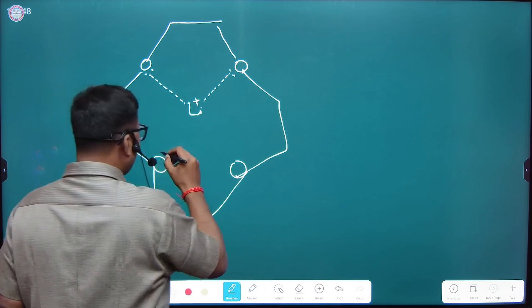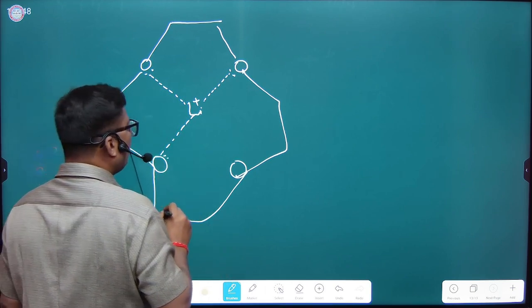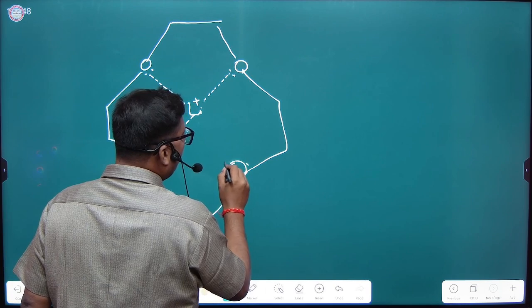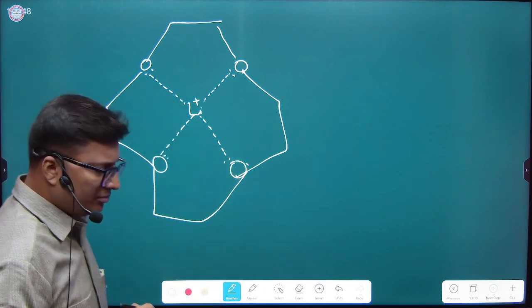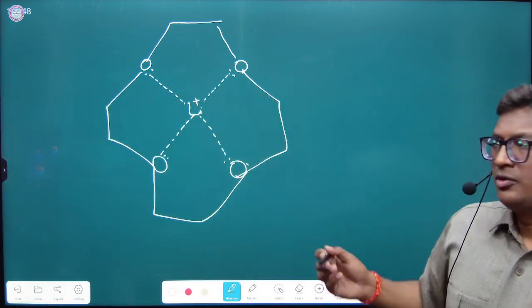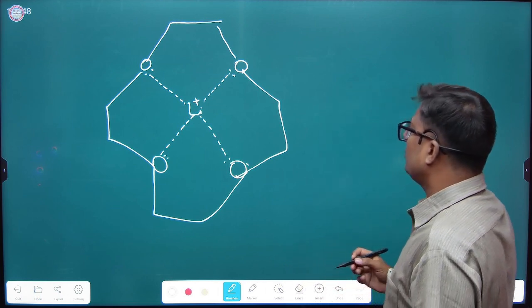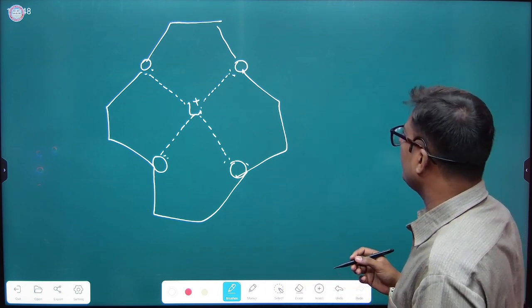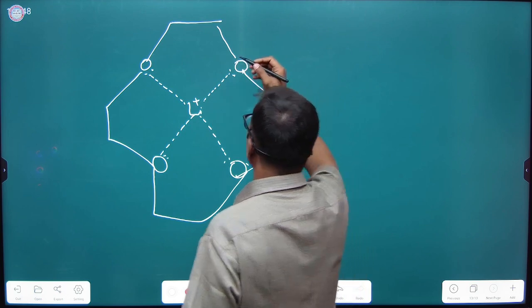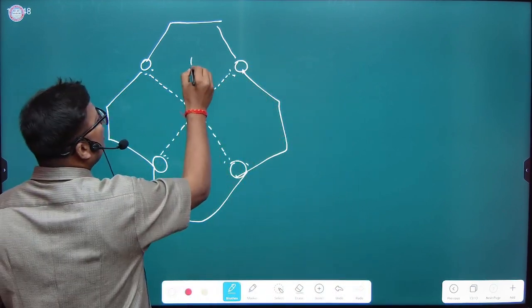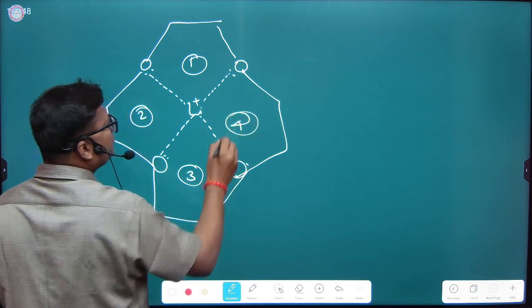and the third oxygen atom similarly donates its pair of electrons, and the fourth oxygen also donates its pair of electrons to the lithium cation, right? The result is formation of a ring-like structure. There is one ring, this is the second ring, this is the third ring, and this is the fourth ring.